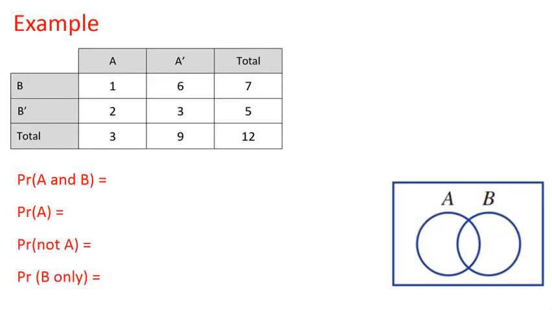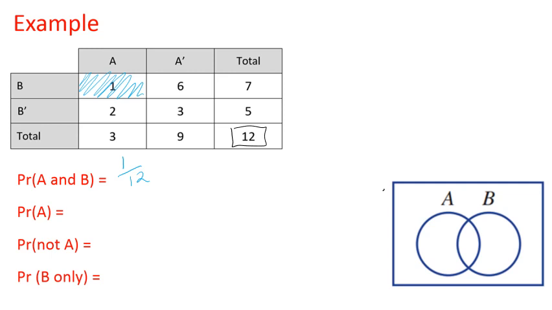Okay, so we have a two-way table here. Let's work out the probabilities, and we can use a Venn diagram to help us. So it's asking for the probability of A and B. So A and B, that's this one here. So there's 1 in there, and overall, my overall total on my Venn diagram is this number here, 12. So 1 out of 12.